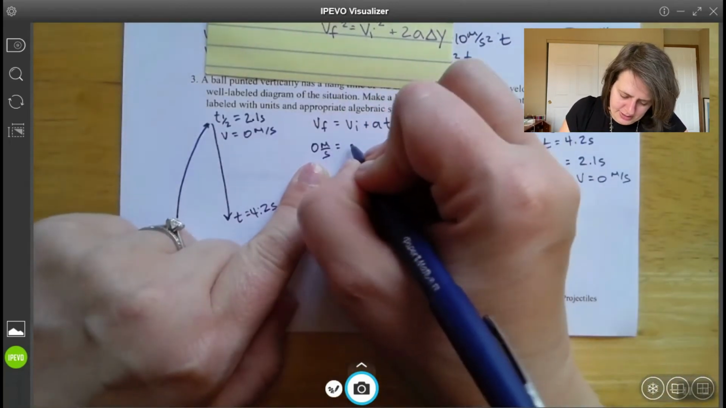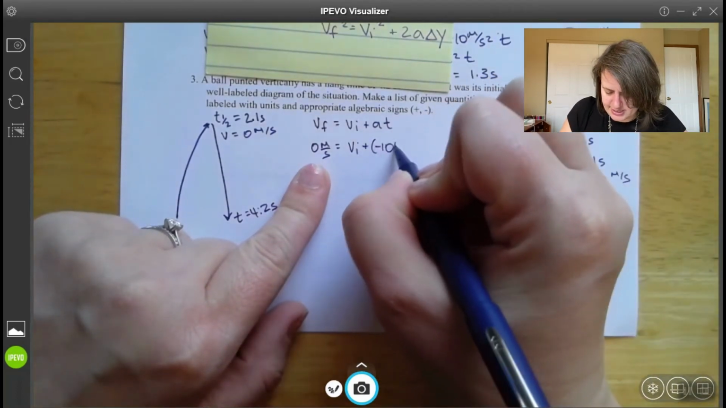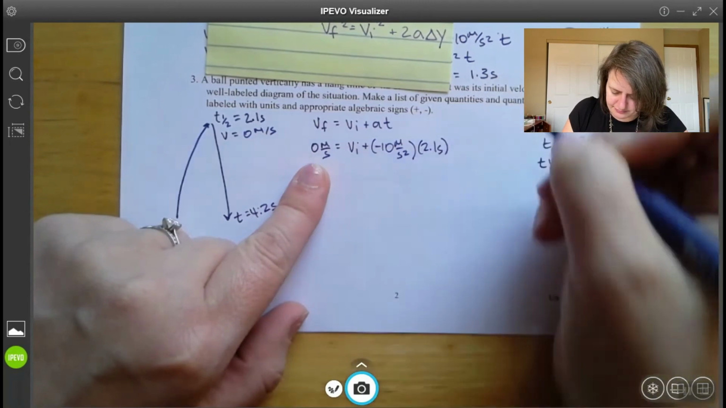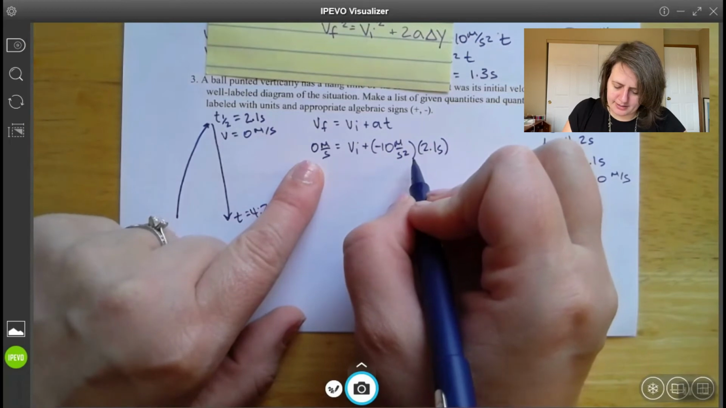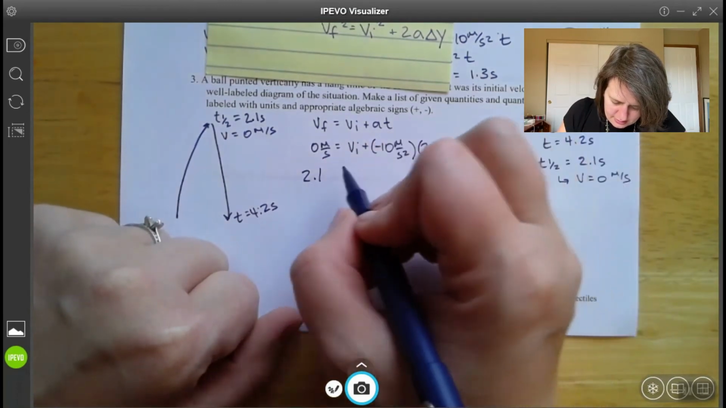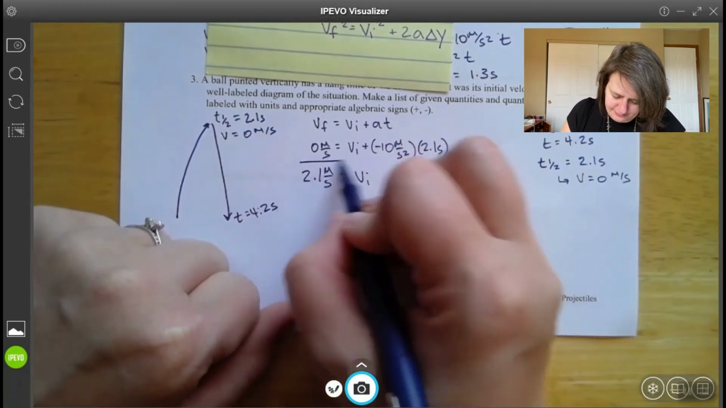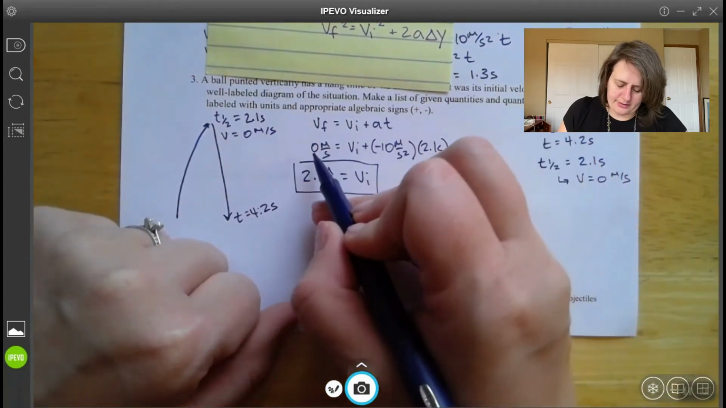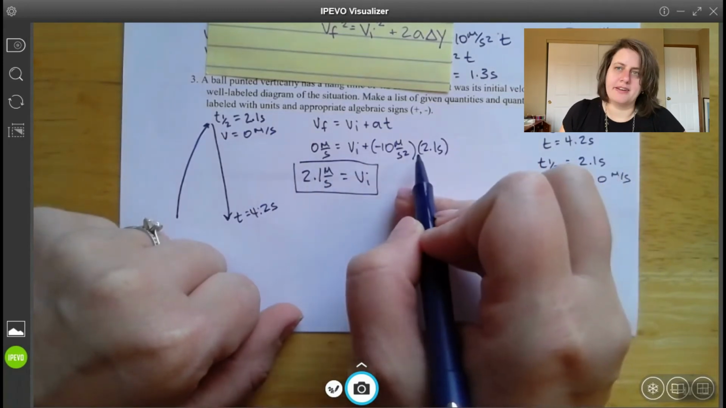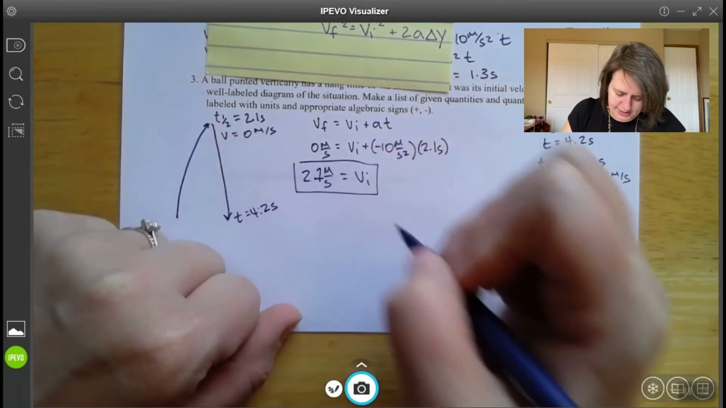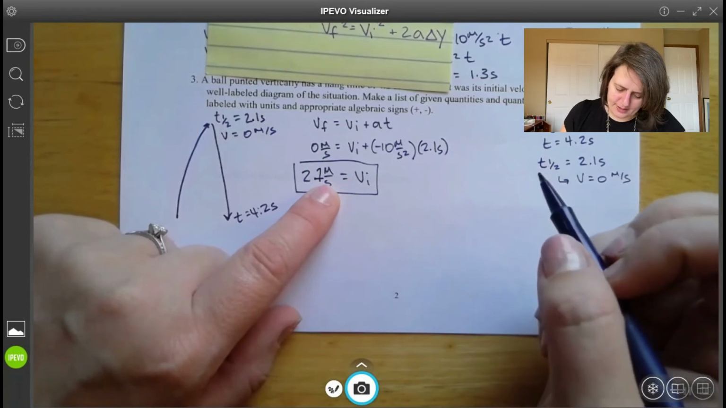So that's 0 meters per second equals our initial velocity, the thing we're trying to find, plus minus 10 meters per second squared times time, which is 2.1 seconds. All right. So this value here is going to end up being minus 21. So I'm going to add that to both sides. So I'm going to say 21 meters per second equals initial velocity. Okay, so 0 meters per second equals initial velocity plus these 2 things multiplied together. That 10 times 2.1 is going to give us 21. So this right here should be 21 meters per second. Can we figure out what the height is?